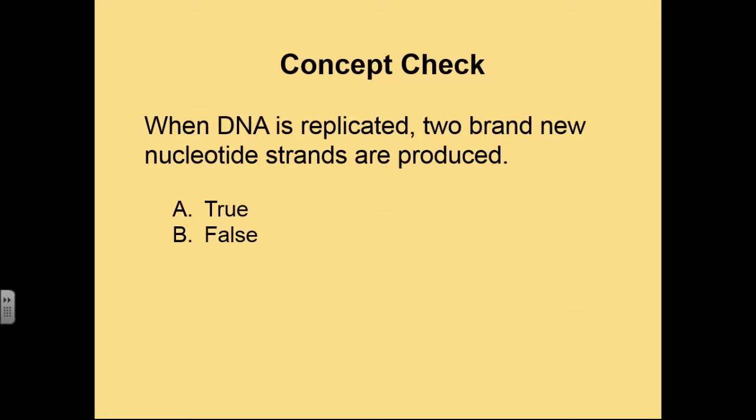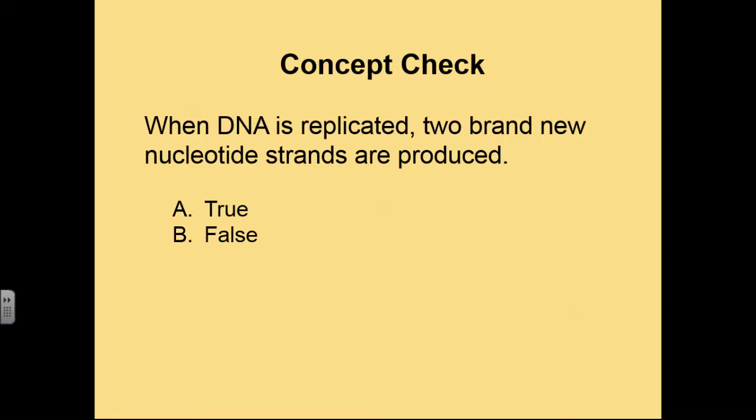So, class, concept check. When DNA is replicated, we have two brand new nucleotide strands produced. If you don't know the answer, that's okay. Pause the video, check your PowerPoints, check the textbook, or rewind the video. 1, 2, 3, 4, 5.